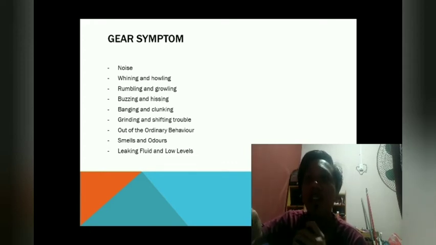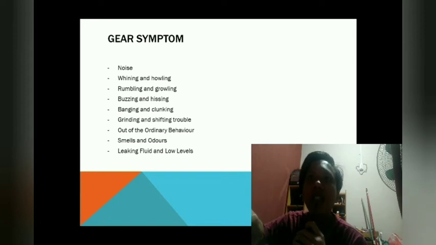Next, rumbling and growling. Low-pitched growling or rumbling noise when the engine is running is usually the sign of a faulty rolling element, also known as a ball or roller bearing. They are extremely sensitive to small bits of metal in the lubricant film between the bearing element and race, and cause the roller to drag across the surface of the race. The more foreign metal in the oil, the faster the bearing will wear.